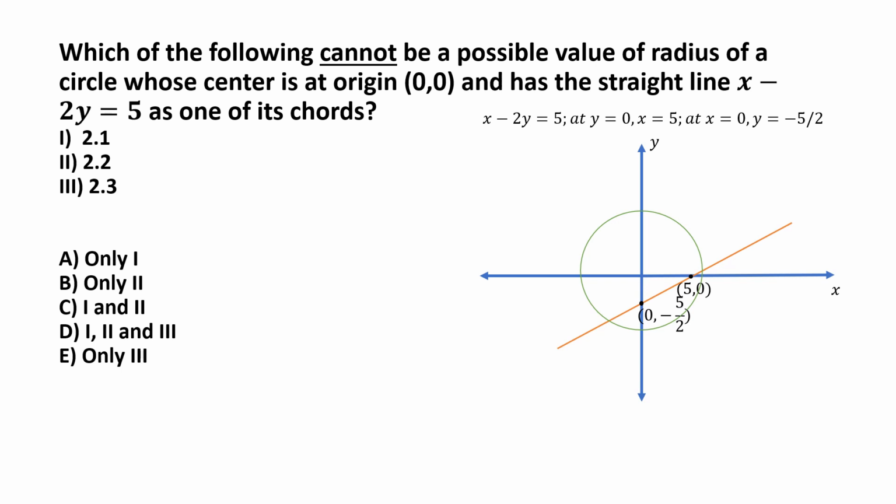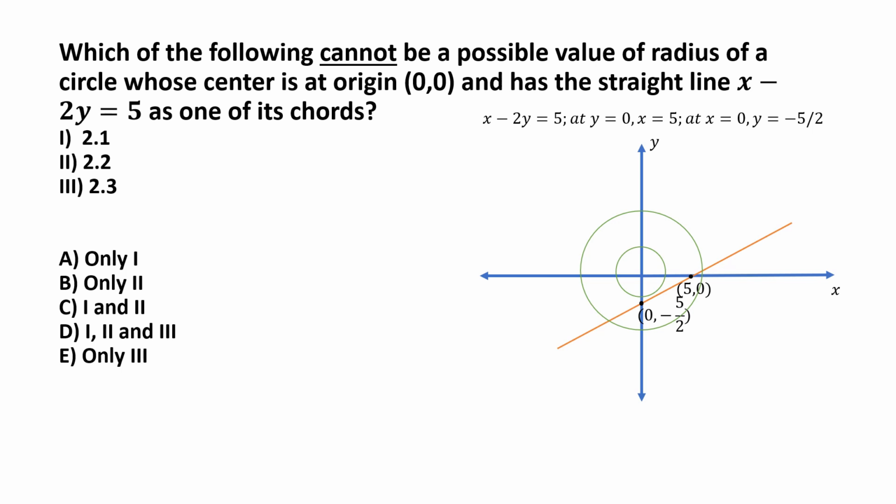But this is not the only circle that we can draw. In fact, we can draw many circles. We can draw a circle with an even bigger radius, and that still has the straight line as one of its chords. However, we can note from this figure that if we draw a circle whose radius is small, it still has its center at the origin, but the circle may not actually intersect this line, x minus 2y equal to 5. And that circle will not have the straight line as one of its chords.